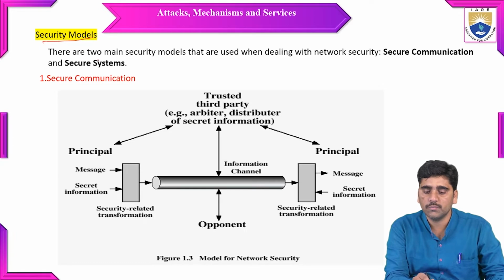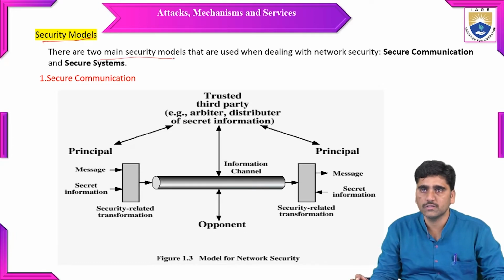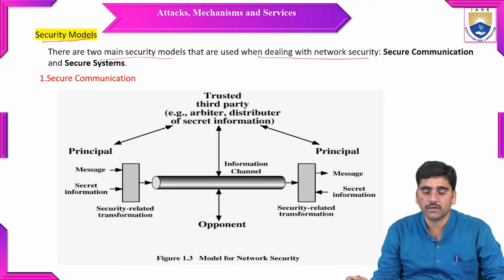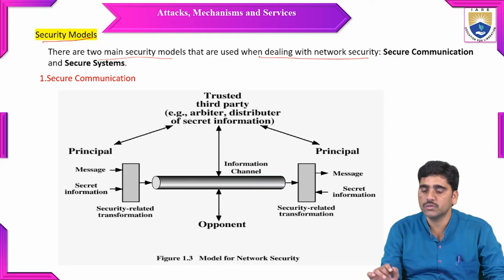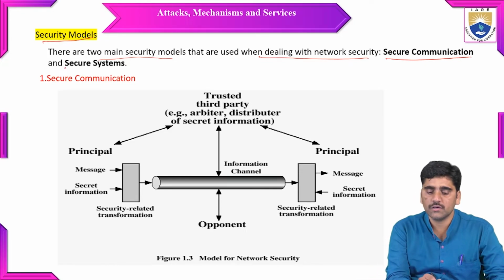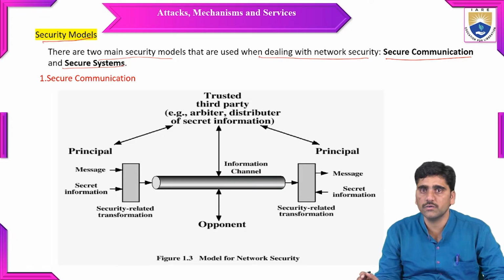There are two main security models that are used when dealing with network security. To implement security services, we are going to understand different types of models. Here we have two types of models. One is the secure communication model, and the second is the secure systems model.